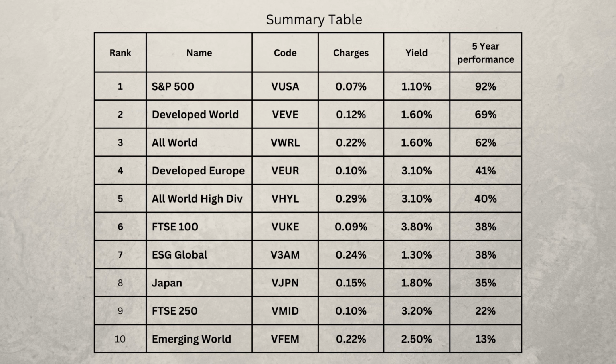And here is a summary table of all the Vanguard ETFs mentioned, listed in order of 5-year return. As you can see, the S&P 500, ticker code VUSA, has returned 92% over the last 5 years. It's performed significantly better than the All-World ETF, and the costs are cheaper.